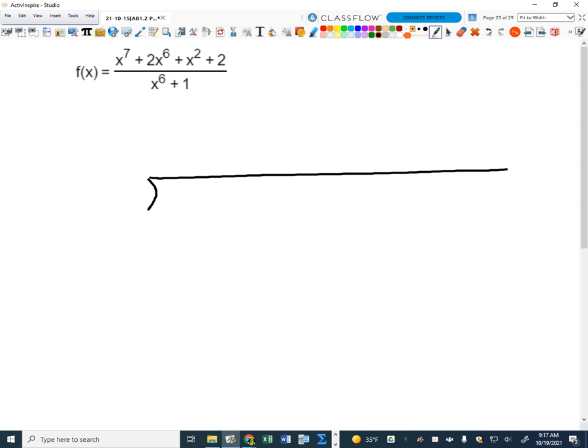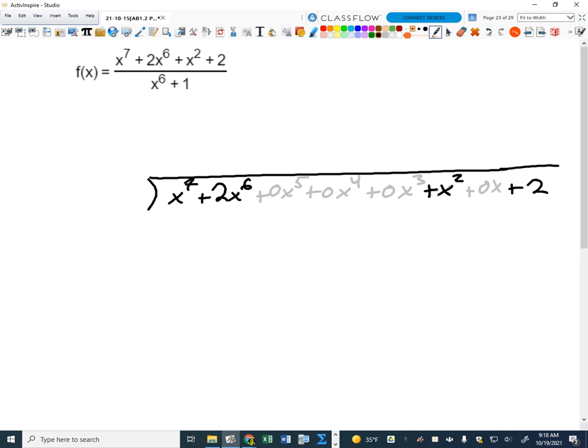So you can kind of see, if you look into the future here, you're going to need all those columns. So that's going to look like x to the 7th plus 2x to the 6th plus 0x to the 5th plus 0x to the 4th plus 0x cubed plus x squared, plus 0x plus 2.